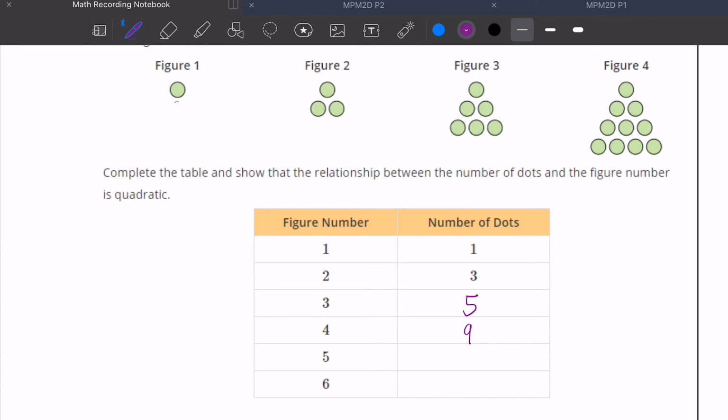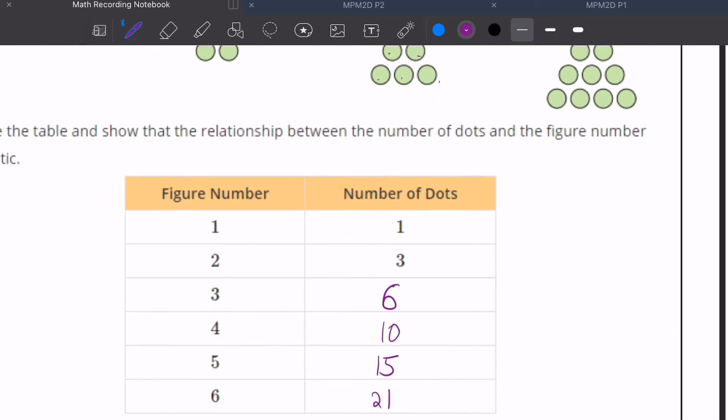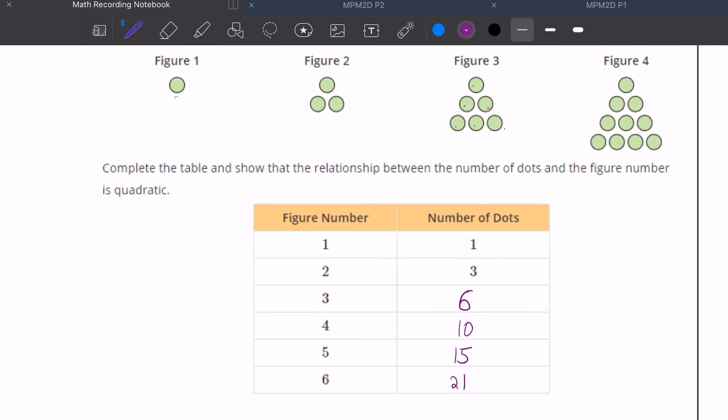My apologies. Let me just go back here for a second. I counted wrong on one of these. It's not 5. 1, 2, 3, 4, 5, 6. There we go. And then 6 plus those additional 4 here gives us 10. We're going to add 5 for figure 5. So 10 plus 5 is going to give us 15. And then for figure 6, we're going to add an additional 6 at the bottom of that row, which is going to give us 21. So how we're going to prove whether or not this is a quadratic function is by looking at first and second differences.